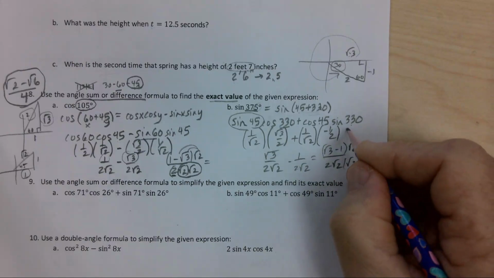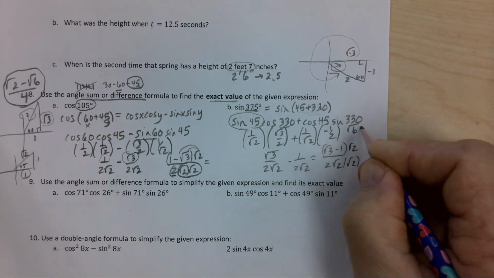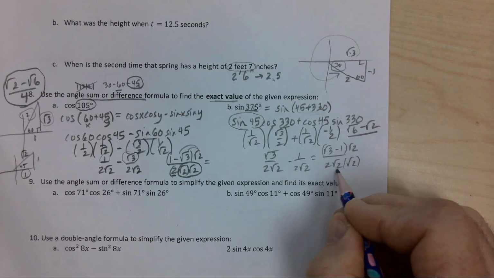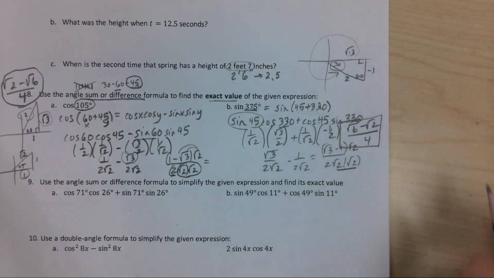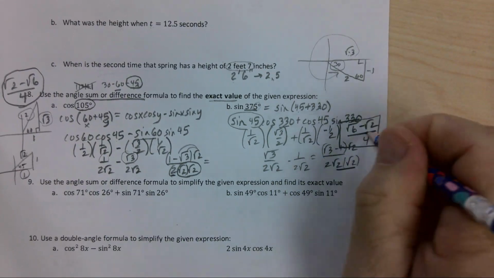Bounce, bounce. We get the square root of 6. I'm going to squeeze this in, minus the square root of 2. This is 2 times 2 is 4. So that would be our answer, and that's what we're going to be looking for.